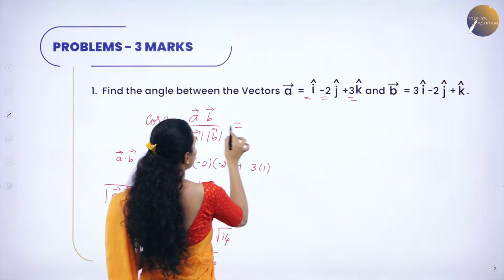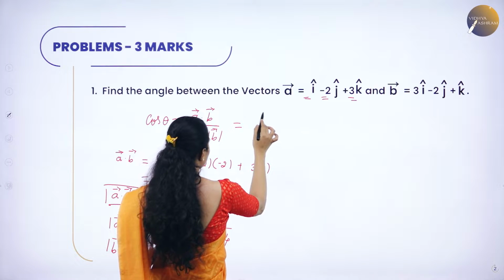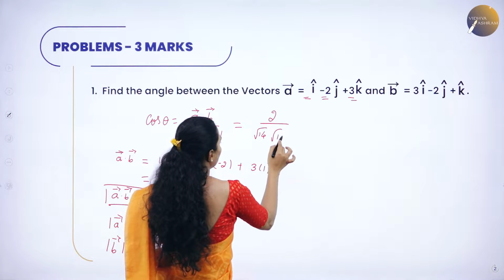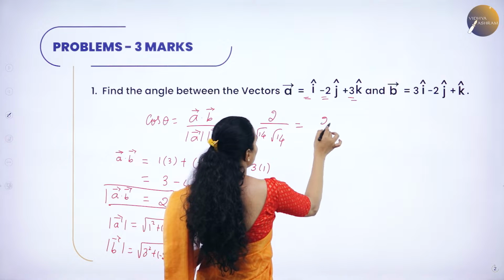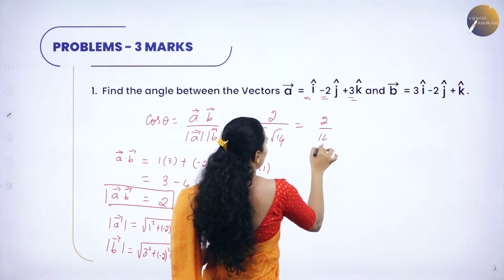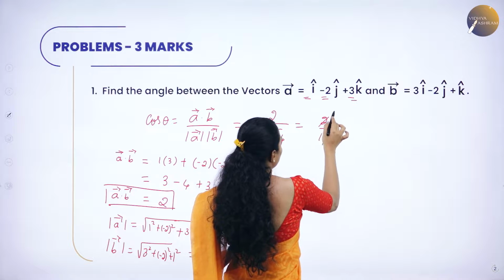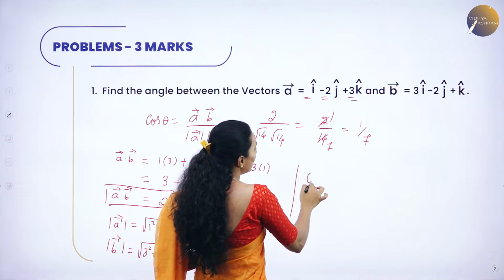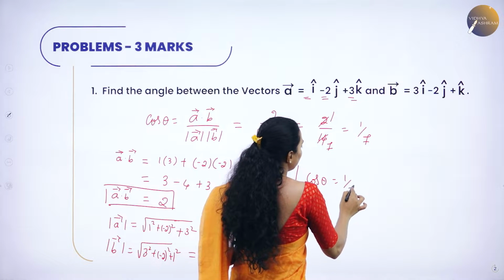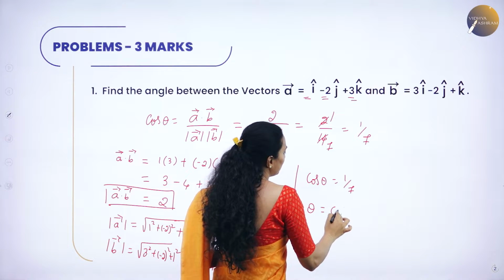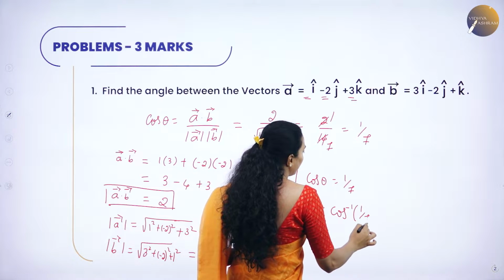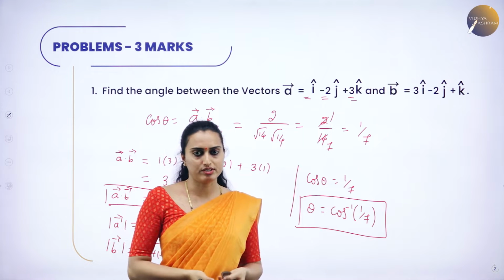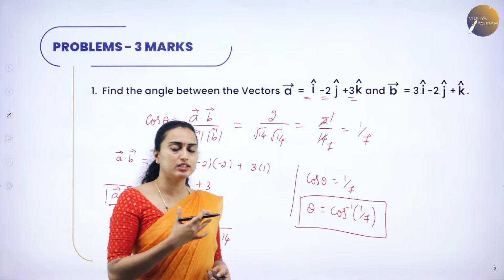So cos theta you can substitute as A dot B vector, we got it as 2 divided by root 14 into root 14. Now root 14 into root 14 is 14, so 2 divided by 14. Otherwise you can have 2 ones are 2, 2 sevens are 14, which is equal to 1 by 7. If cos theta is equal to 1 by 7, so theta will be equal to cos inverse of 1 by 7. That's it. So this is the angle made by those vectors. Okay. I hope you got this solution.